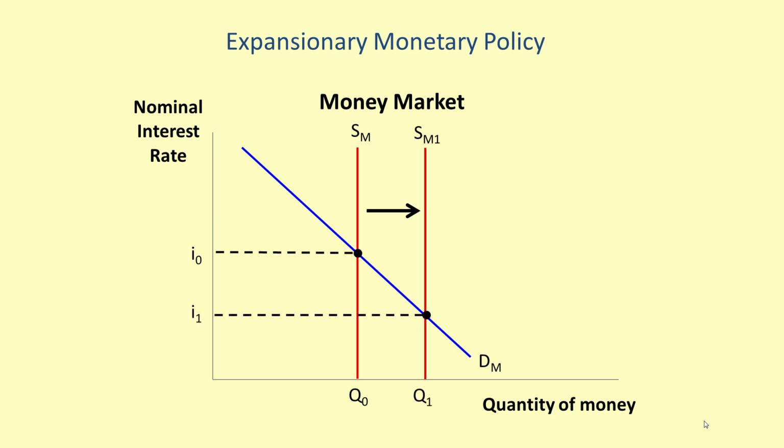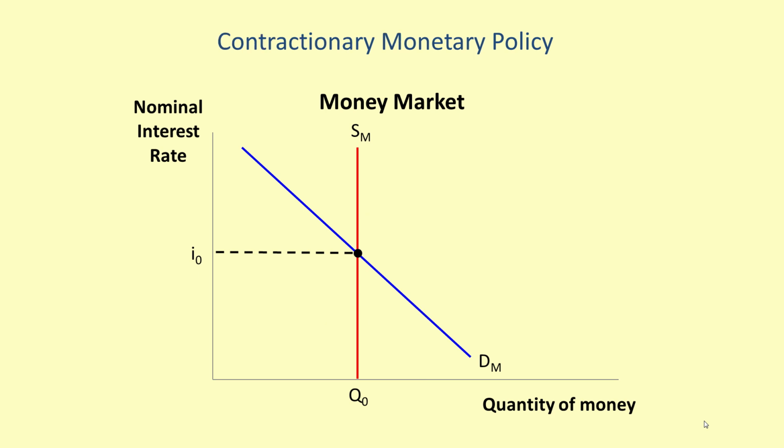The new equilibrium occurs at the intersection of the money demand curve and the new money supply curve. We can see that the equilibrium nominal interest rate falls from I0 to I1. Ultimately, the decrease in the interest rate in this market will cause aggregate demand to shift outward. We'll look at how that happens later.